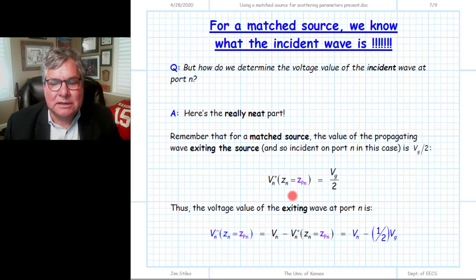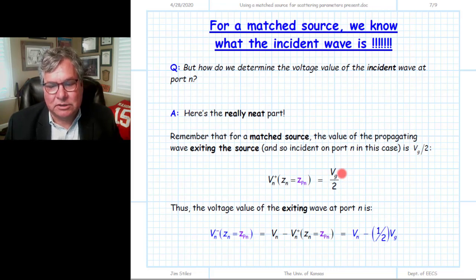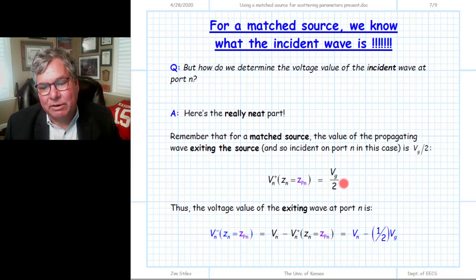And that fact was that for a match source, the value of the plus wave, the value of the incident wave, or exiting that source, the value of that plus wave at the source port is going to be Vg over 2, Vg being the open circuit voltage of that match source. And this is true regardless of what that source is ultimately connected to. If that source has a source impedance numerically equal to Z0, then this statement is true. But of course, this is exactly what we need to know if we are to determine the exiting wave from that port in our scattering parameter analysis.